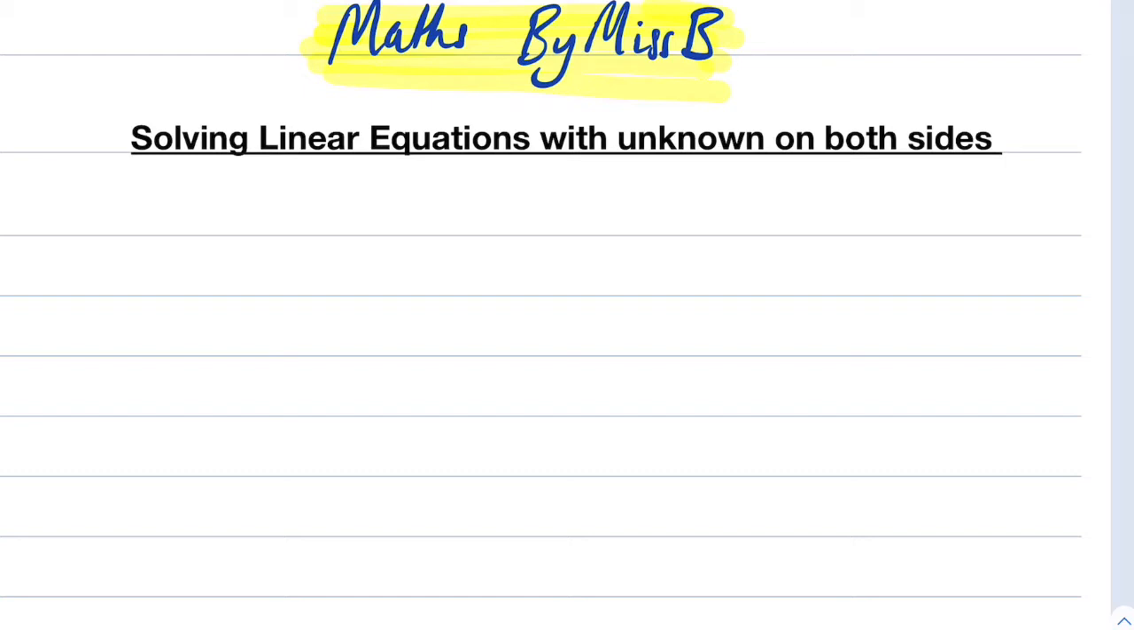Today's video is going to be about solving linear equations with unknown on both sides. So we've looked at some pretty straightforward solving linear equations, but we're just going to move on to something where we've got x or an unknown on both sides of the equations. So here's an example where we could have 6x minus 5 equals 2x plus 7.